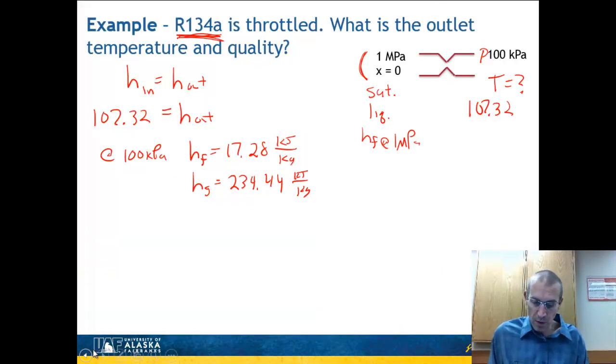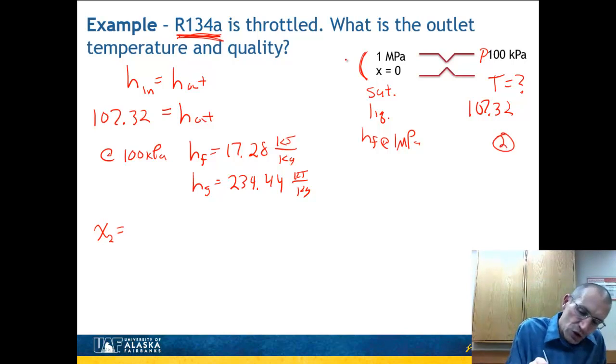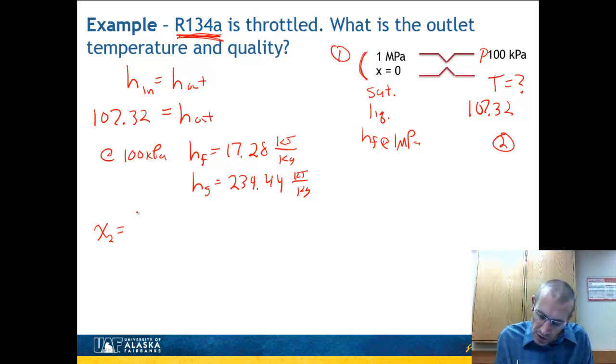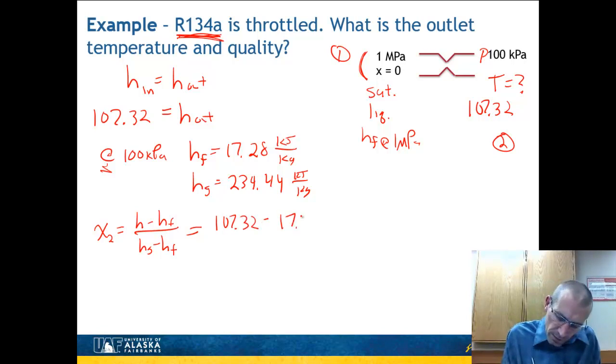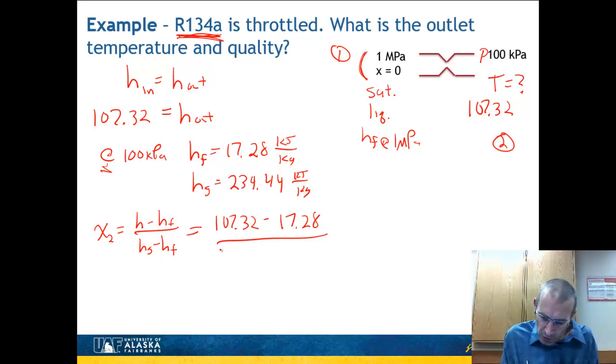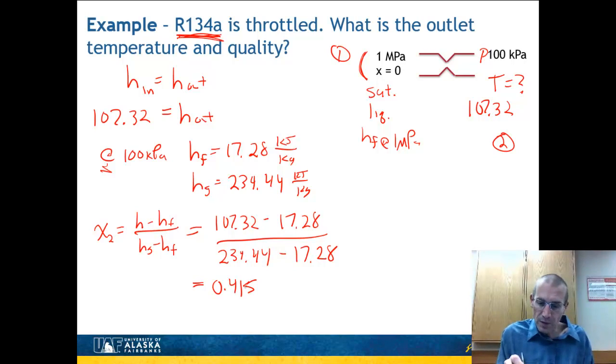So let's go back and finish up our problem now. We know that what we have is a mixture, so I can go ahead and solve for x at the outlet. I'm writing this down as conditions 2 now. So x sub 2 is going to be H minus HF over Hg minus HF. And these are, again, all at this outlet of 100 kPa. So we could put those numbers in there: 107.32 minus 17.28 over 234.44 minus 17.28. And that's going to give me a quality of 0.415. So that answers the question about the quality.